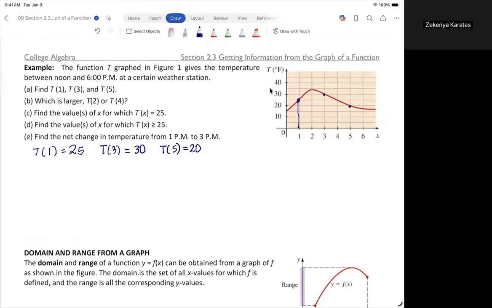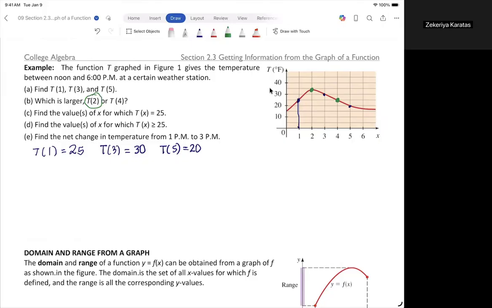In the next one, it says which one is larger, T of 2 or T of 4. T of 2 is right here, T of 4 is right here, and you look at that height. That's how you find the value. If it's on the negative end, you just look at the height, but it's going to be a negative value. But in this case, we're talking about all positive values because it's above the x-axis. T of 2 is above T of 4, so T of 2 is larger in this case.